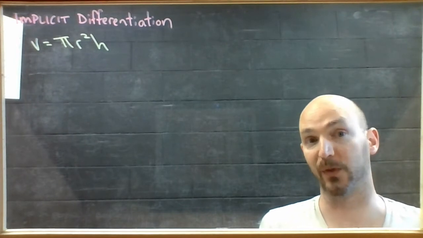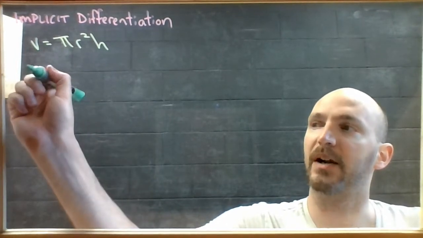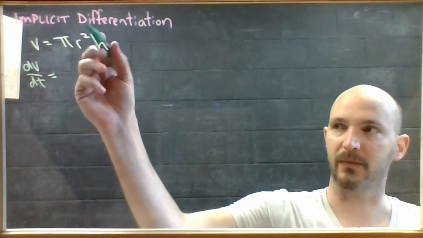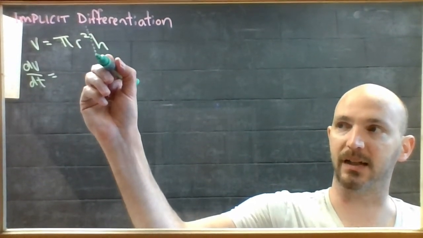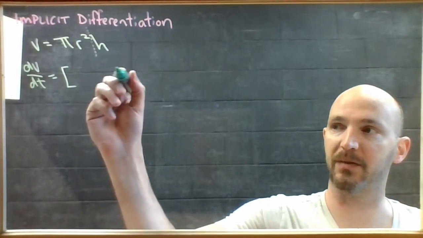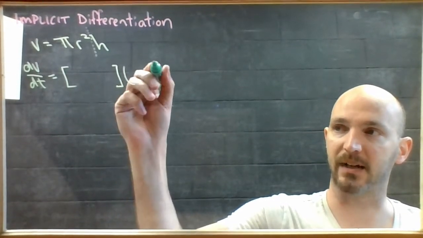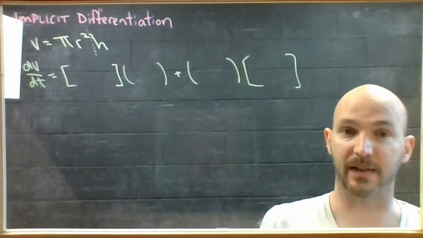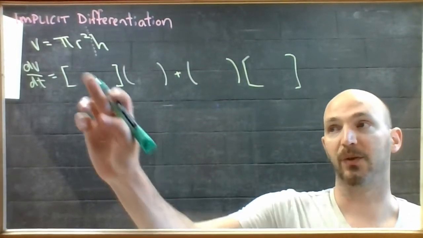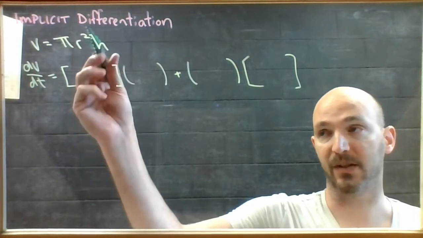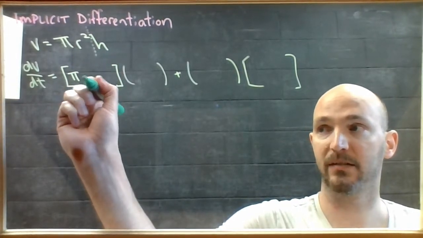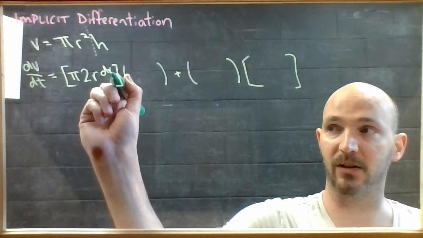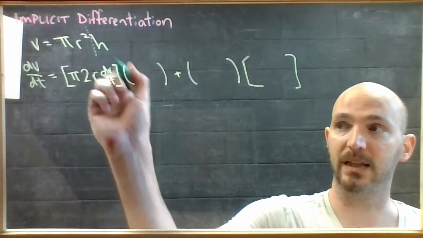That's the volume for a cylinder. If I were to take dV/dt, I can see that this thing splits as a product like that. So I'm going to need to do the derivative of the first, leave the second alone, plus leave the first alone, the derivative of the second. So the derivative of this first part, pi r squared, would be pi times 2r, but r is not t, so I need dr/dt at the back. Leave h alone.